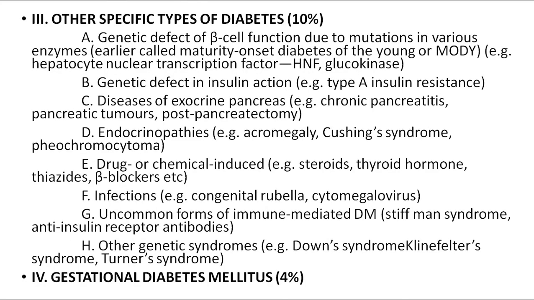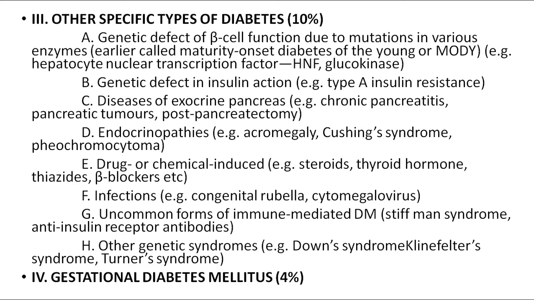The other 10% of the etiology of diabetes is due to genetic defects of beta cell function, due to mutations in various enzymes, earlier called maturity onset diabetes of the young, MODY.